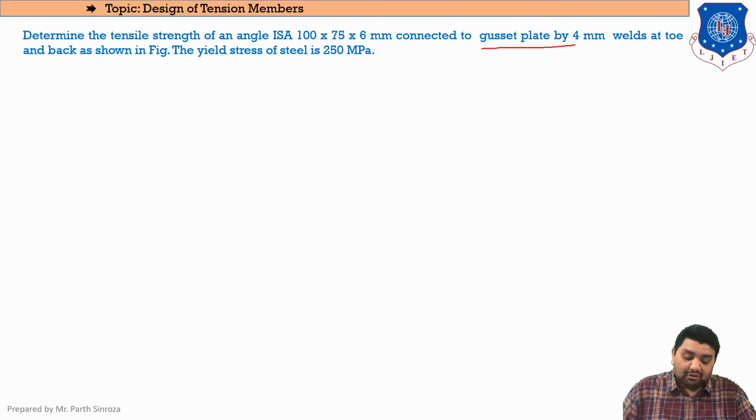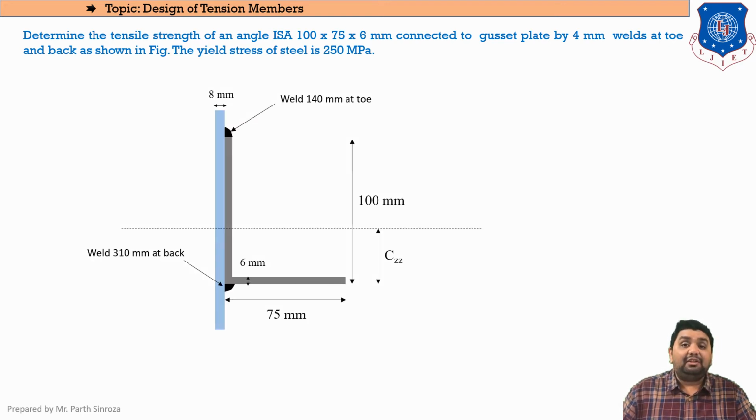That means the size of weld that we have seen in the previous chapters, that S, capital S, the size of weld is given in the question as 4 mm. So at toe and back, as shown in figure, again the figure is being prescribed in the question. The yield strength is mentioned in question as 250 megapascal. So this figure is being prescribed in the question.